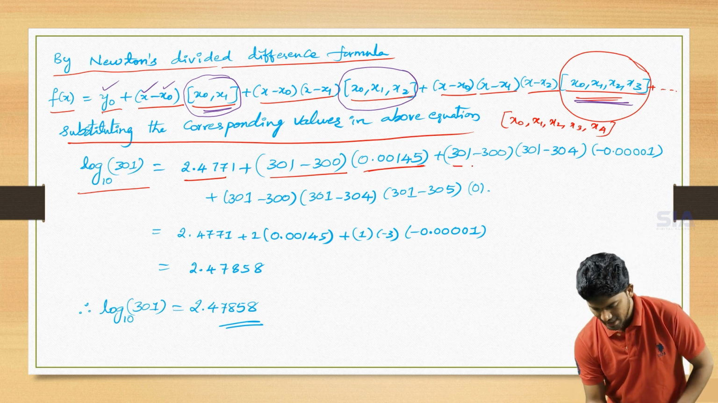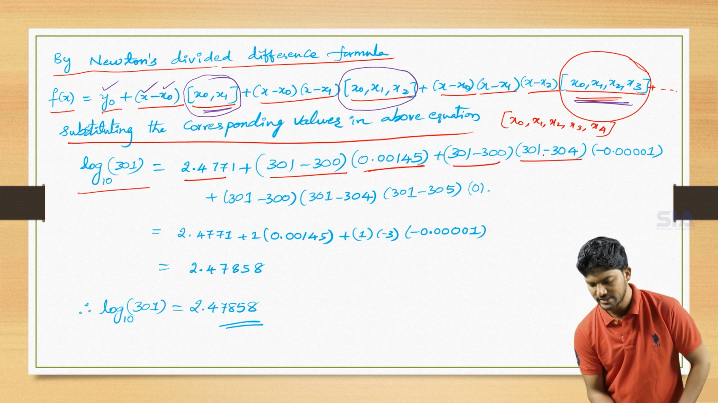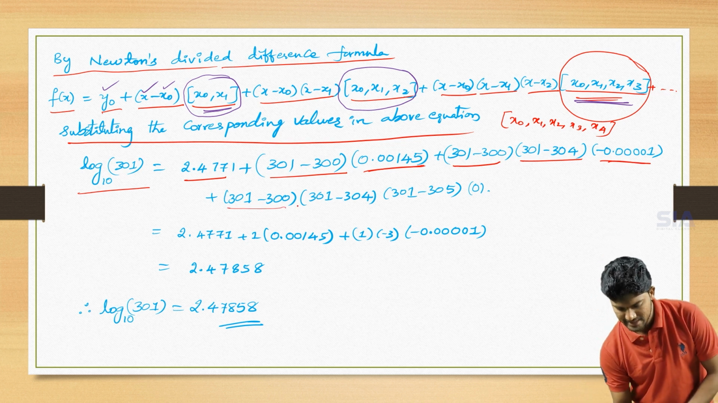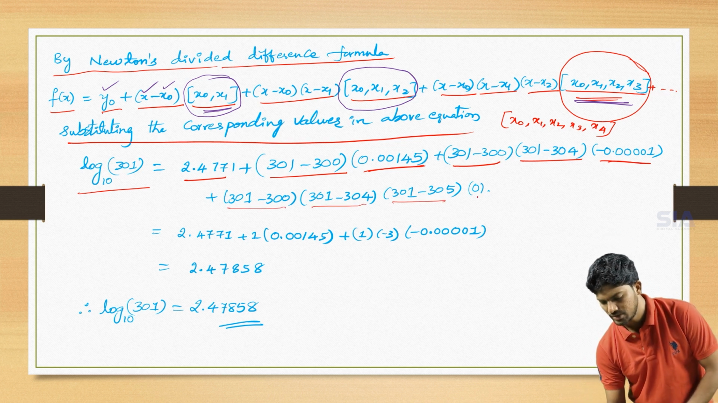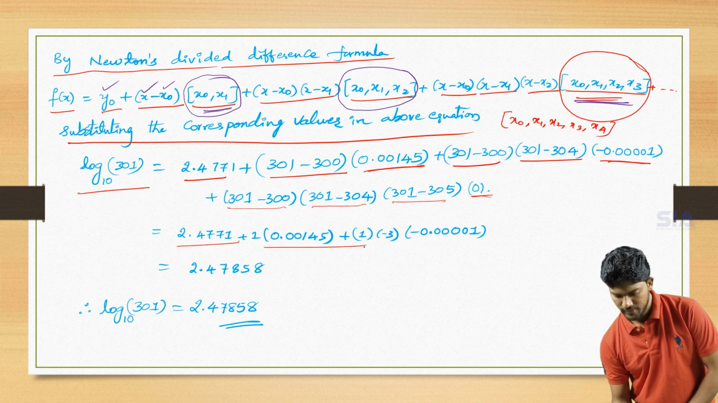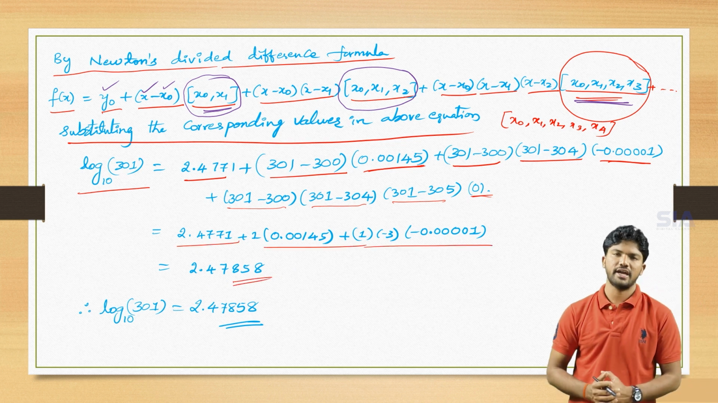Okay, and this one is the x minus x naught, x minus x1. So this one is the second divided difference value. And next x minus x naught, x minus x1, x minus x2. This one is the third divided difference value. So therefore, if you simplify them, you will get that 2.47858.